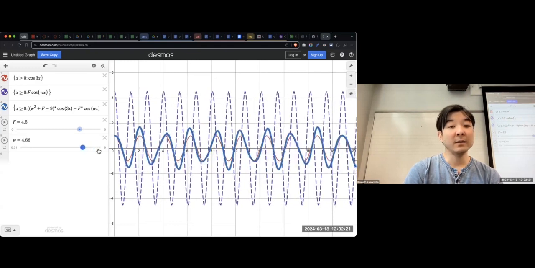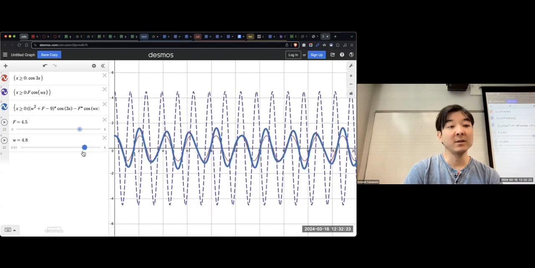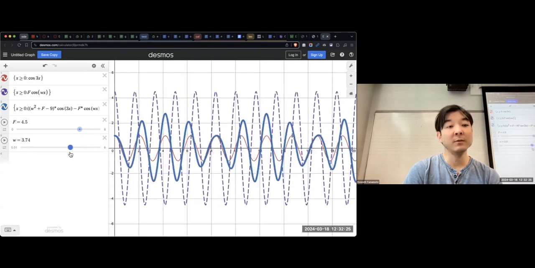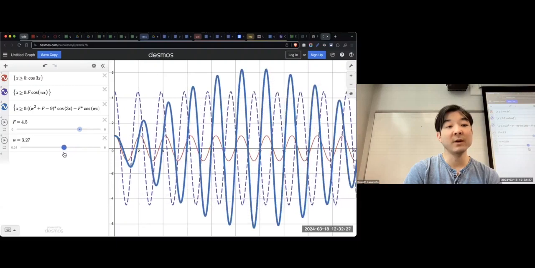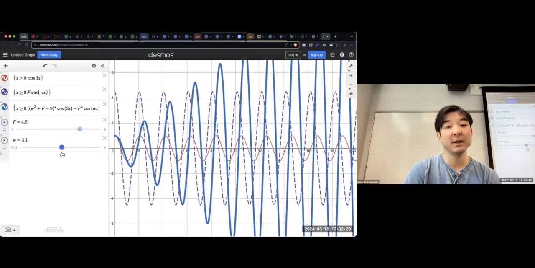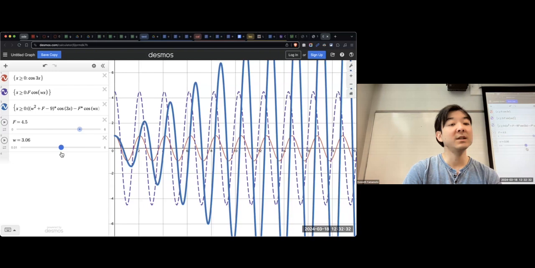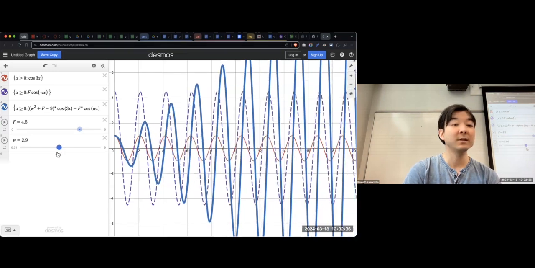Now let's go back. Of course, we could go backwards. And then as you approach 3, it's going to gain resonance. It's going to return back to resonance again. But then if I keep moving to the left, what do you think will happen? The resonance would disappear.